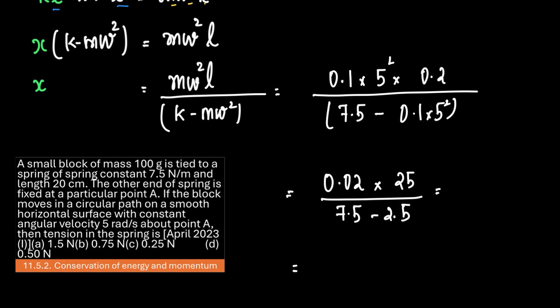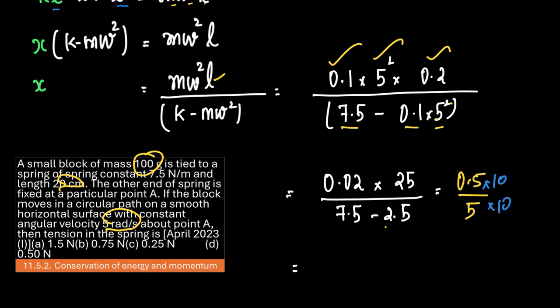Now, with reference to the given question here, what's the value of m? The value of m is 100 gram, 0.1 kg. Angular velocity is 5 rad per second, 5 square. Length of the spring is 20 centimeter, 0.2. The denominator is 7.5 minus 0.1 into 5 square. So 5 square is 25. 25 into 0.1 is 2.5. So this becomes 7.5 minus 2.5, which is 5. 25 into 0.02, it becomes 0.5. Multiplying by 10 on both numerator and denominator, what we get is 5 by 50, which is equal to 1 by 10, which is equal to 0.1. Therefore, x is equal to 0.1.